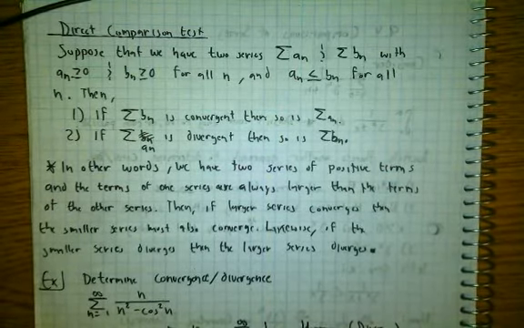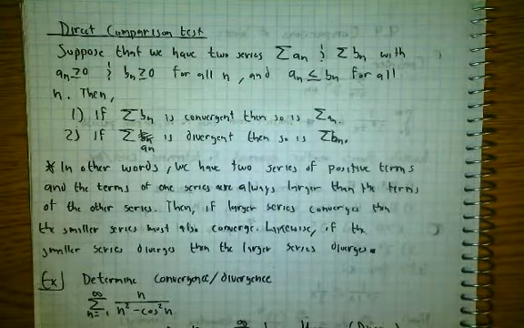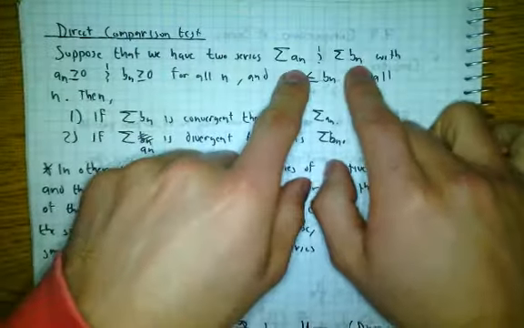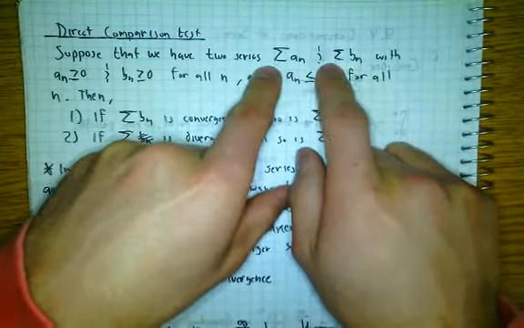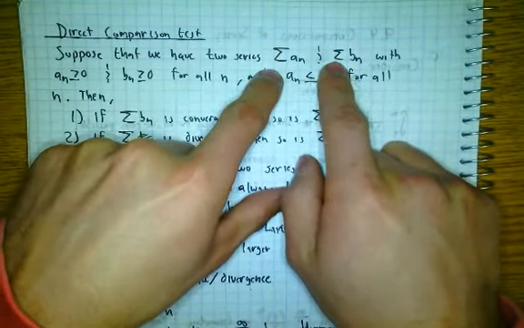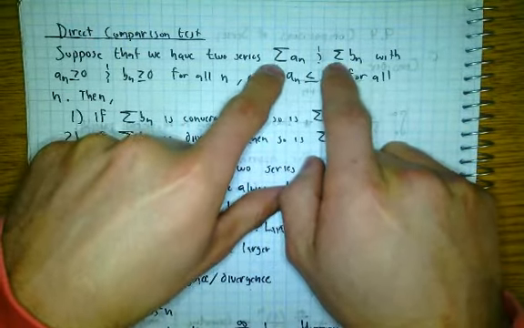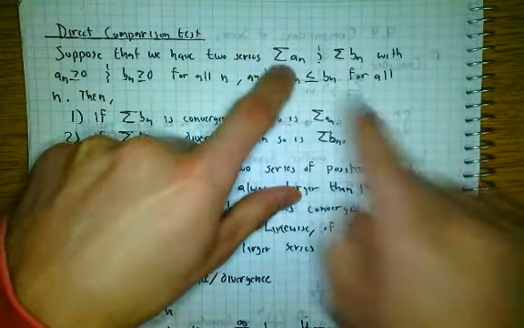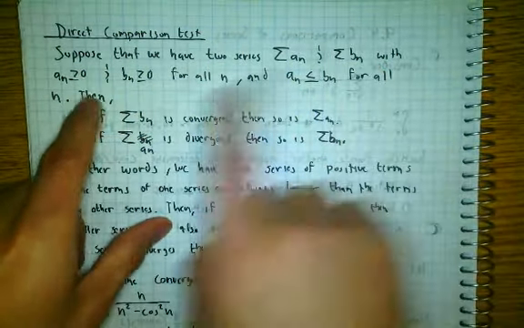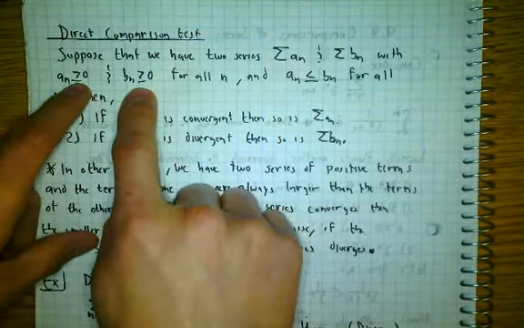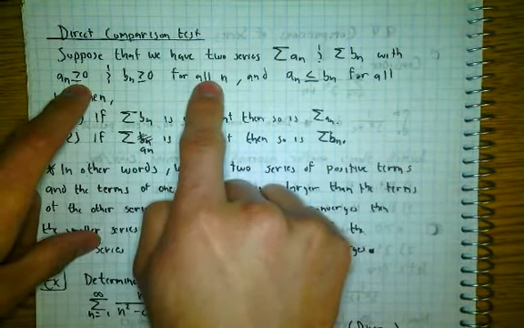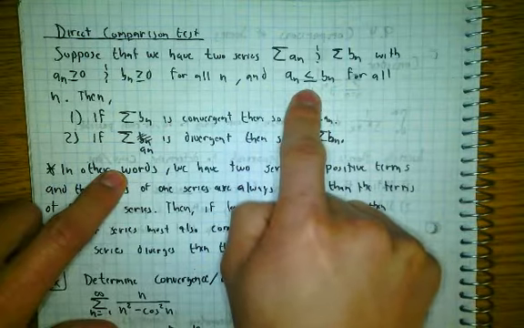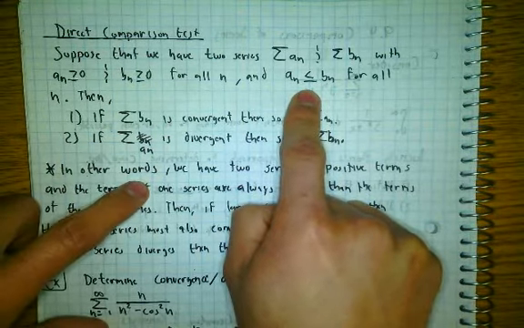Alright, so here's what the direct comparison test tells you. First of all, let's suppose that you have two series. We're just calling them a sub n and b sub n. No, I did not forget to write the infinity. When you write a series like this without a lower and upper bound or index, it's an infinite series. So you have two infinite series with both of them being positive. That's important for this test. They have to be positive for all of the n values, and one of those series has to be less than or equal to the other series for all the n values.